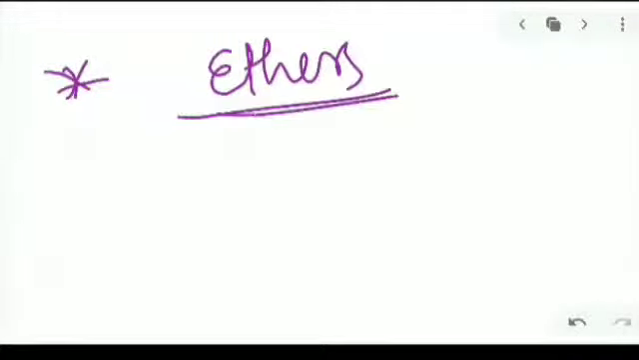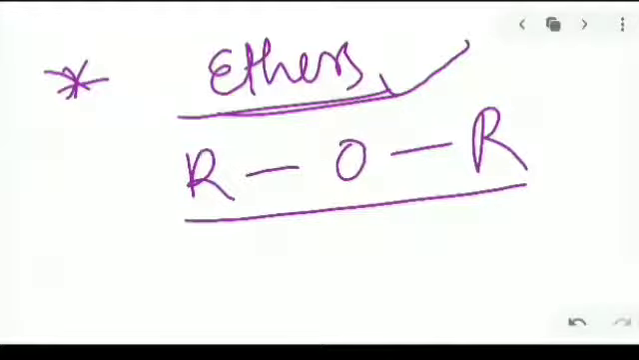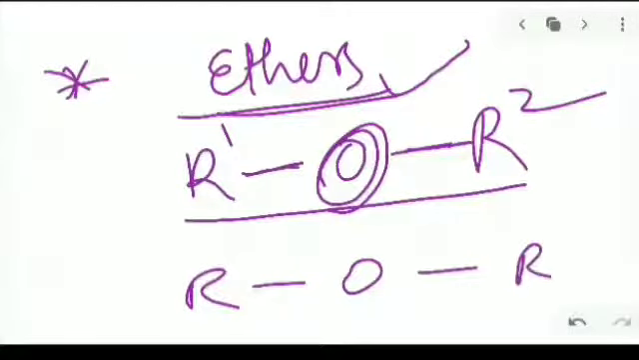The general formula of ethers is ROR. Ethers are organic compounds that contain two alkyl groups with an oxygen in between. Here one alkyl group, here the second, and the oxygen is connected to the two alkyl groups. So this is the general formula of ethers.